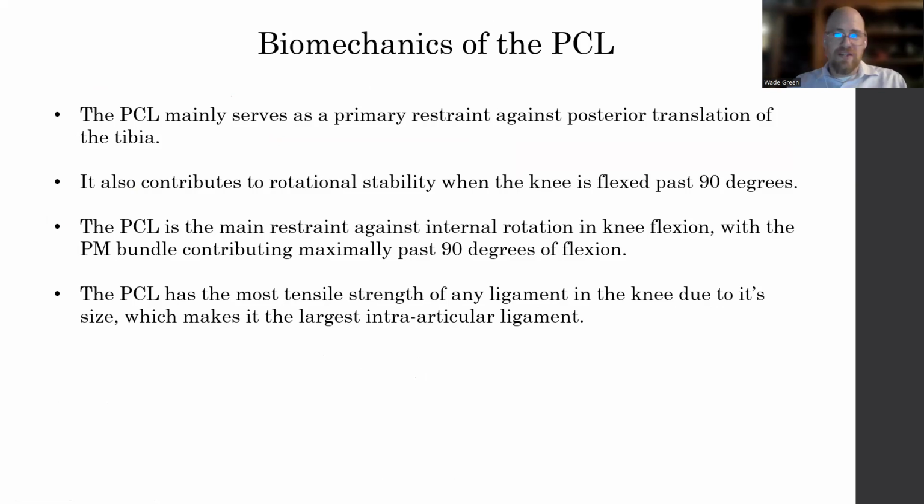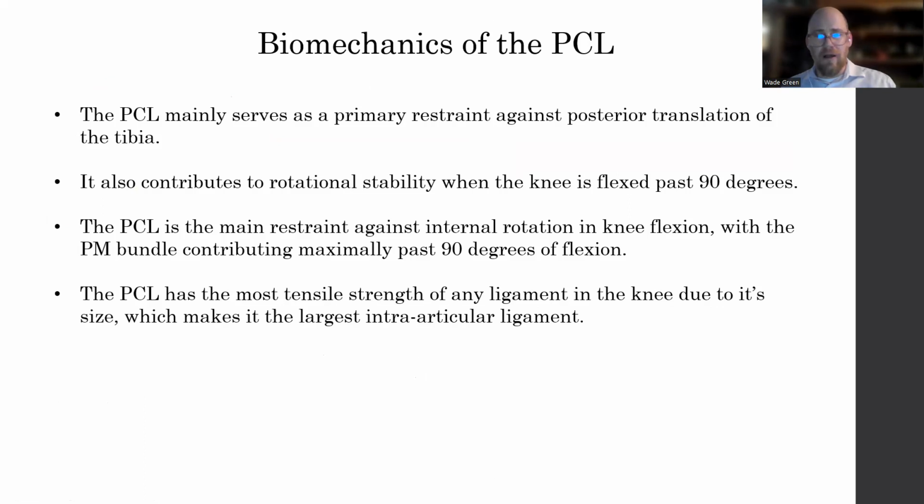So the PCL, what does it do? A lot like the ACL, right? It's going to serve as the primary restraint against posterior translation, so translation of the tibia backwards, right? And it's also going to contribute to rotational stability and knee flexion, particularly past 90 degrees, right? So the PCL helps us restrain internal rotation and knee flexion, right?